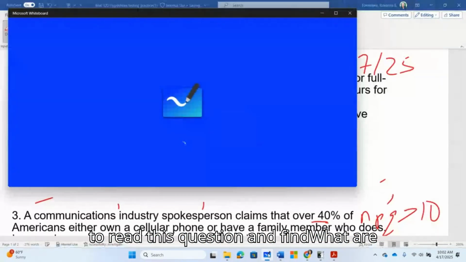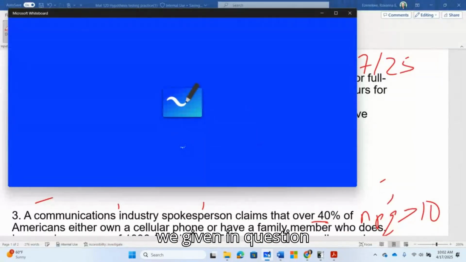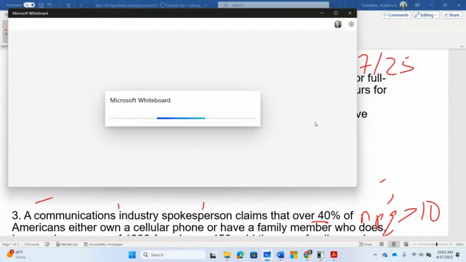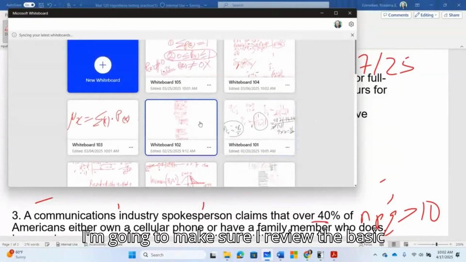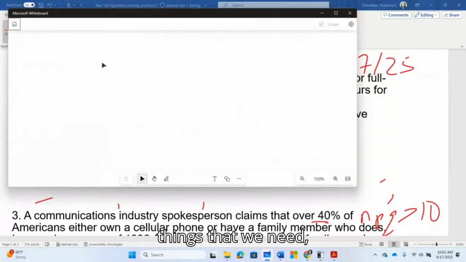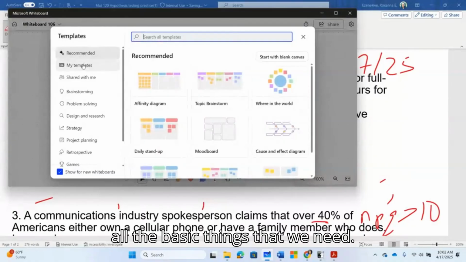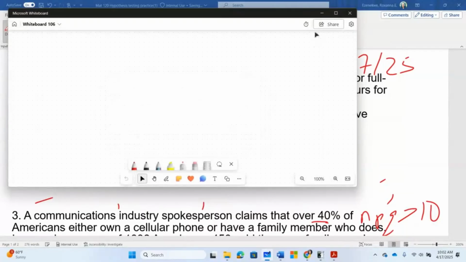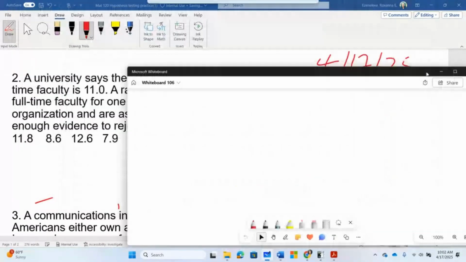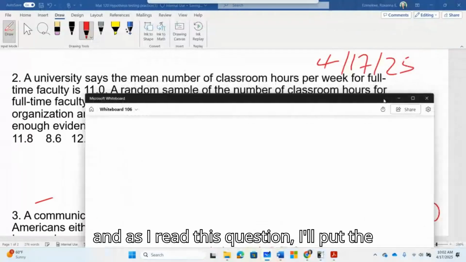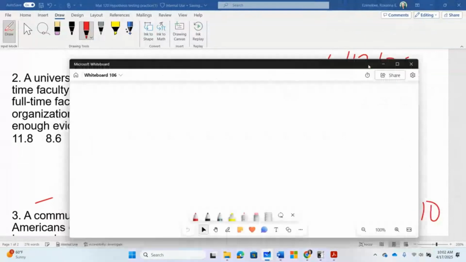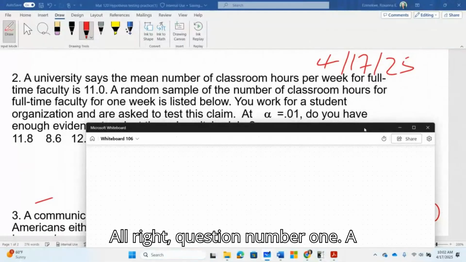Going to read this question and find what are we given in question number 2. So I'm going to make sure I review all the basic things that we need. Okay, so I'm pulling up a whiteboard, and as I read this question, I'll put the information in this whiteboard. All right, question number 1.